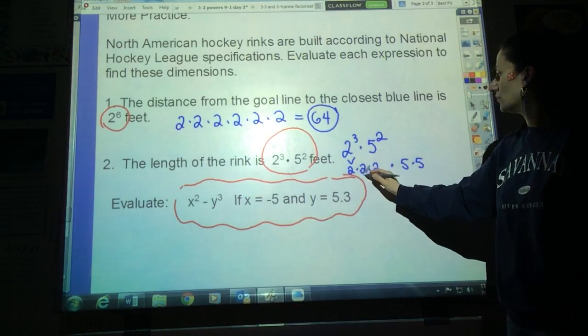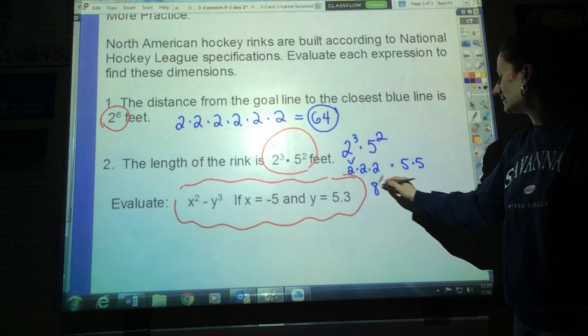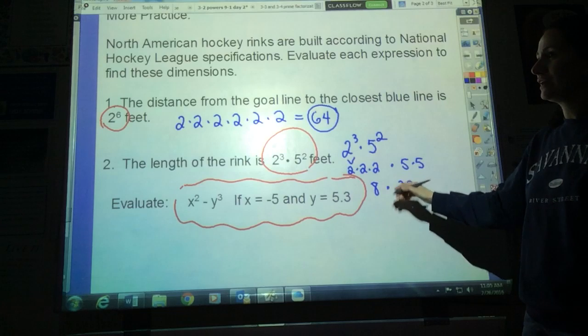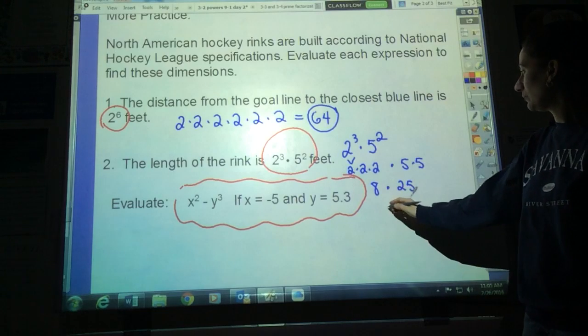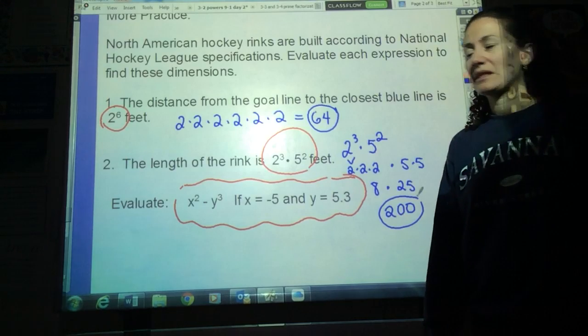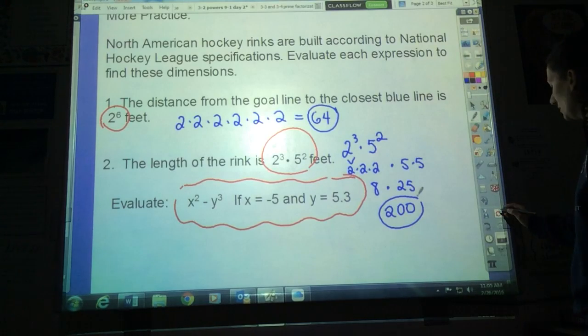2 times 2 is 4. 4 times 2 is 8. And then 5 times 5 is 25. And then you got to do 8 times 25, and that will give you 200. Hopefully you got that. Let's go over the most difficult one here.